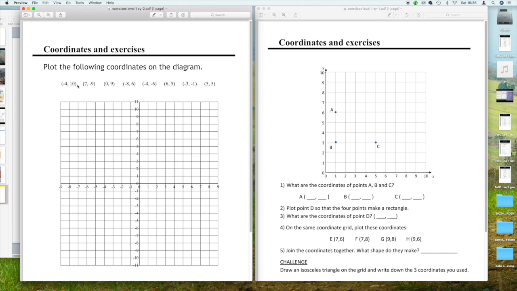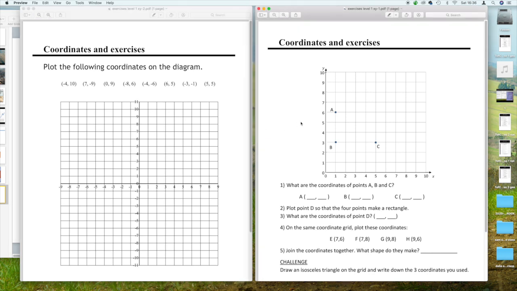What should I do? Remember, the first number is x, and the second number is y. Minus 4, 10. Minus 4, and then 10. I will put the dot here. And then do that with all the other dots. Classic mistake is flipping these numbers. So be careful, the first number is always moving left, right, and then after you go up or down.